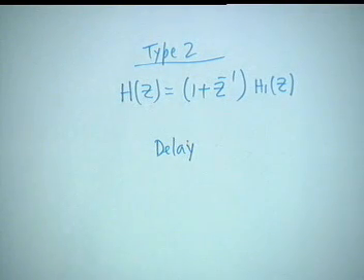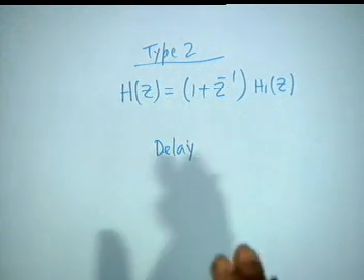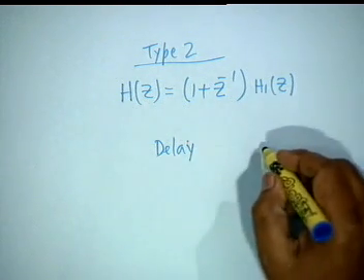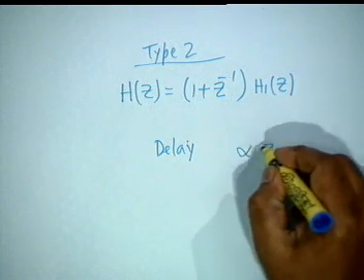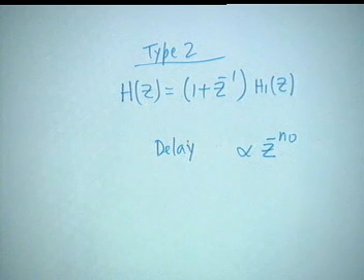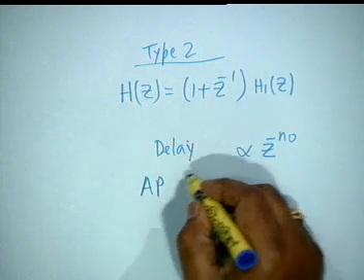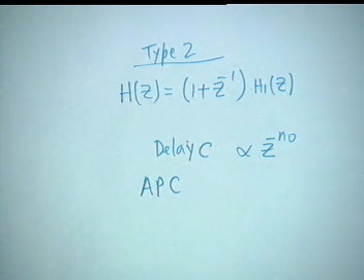Then we talked about complementary filters. Complementary filters are filters the addition of transfer functions of which give rise to what we want. For example, if it is delay complementary, then the addition of the transfer functions should give rise to a pure delay. The multiplicative constant can be more than 1, less than 1, it does not matter. But in delay complementary, the sum of them should be proportional to z to the minus n0. In all pass complementary, the sum of the transfer functions should be equal to an all pass function.